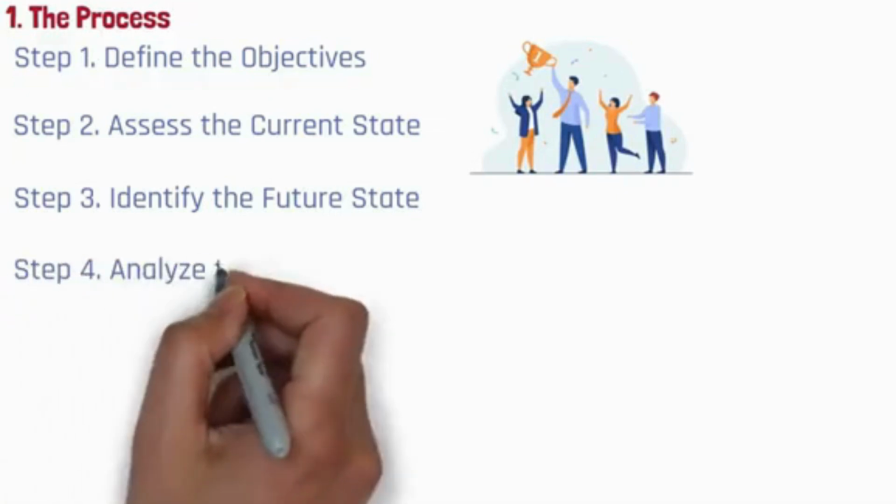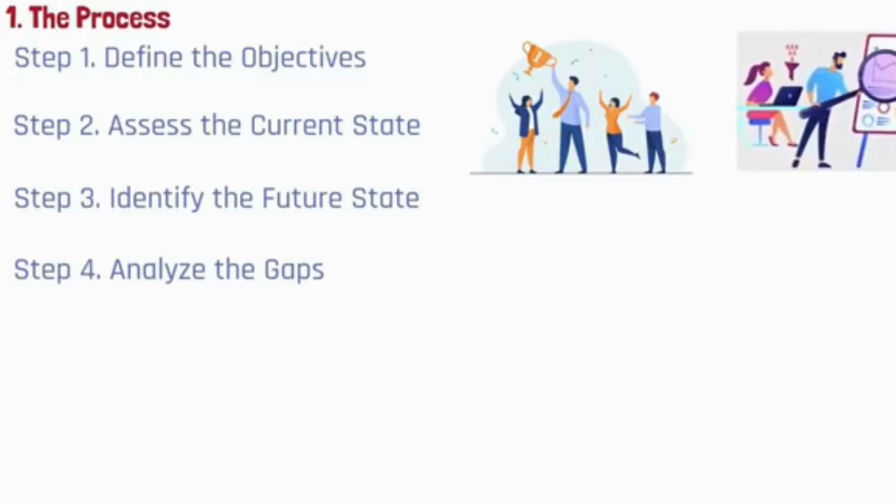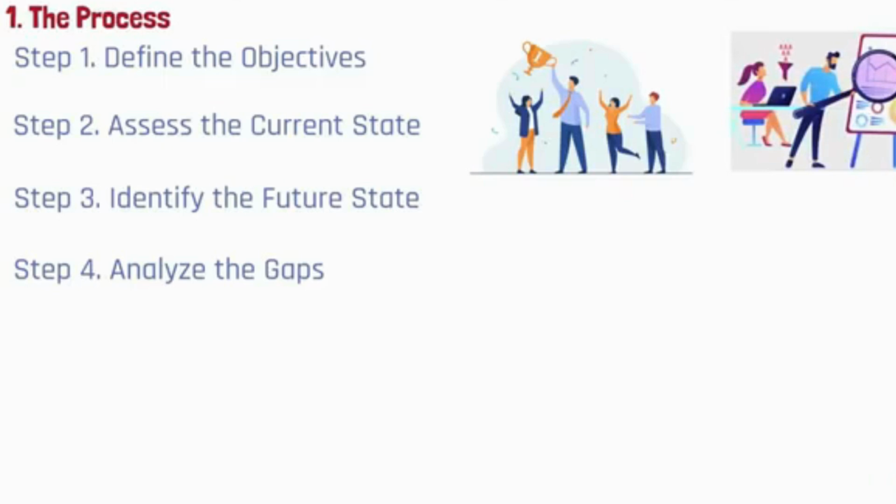Step 4. Analyze the gaps. Compare the current state with the desired future state to identify the gaps or differences. This analysis helps pinpoint areas where improvements are needed to align the organization with its strategic goals.